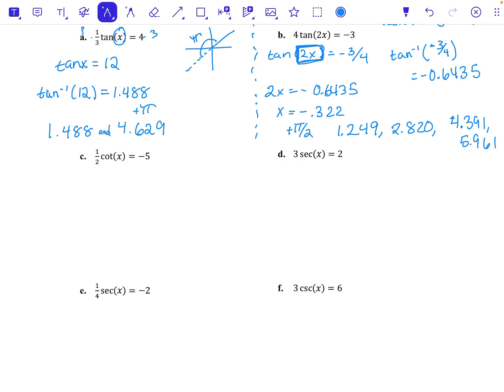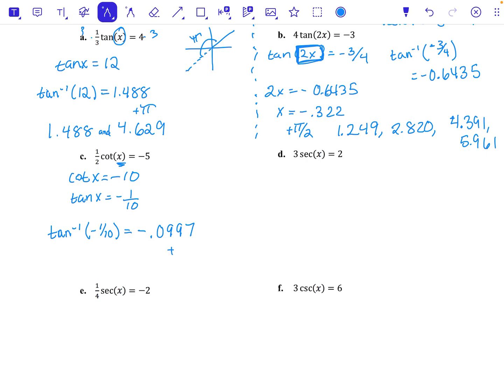So in this case, I want to get rid of that 1/2, so I'm going to multiply by 2. So I have cotangent of x equals -10. Now, if cotangent equals -10, tangent of x, the reciprocal function, would equal -1/10. So it's a quick shift into that reciprocal function, which we then can take the inverse tangent to find the angle measure. And I would end up with -0.0997.